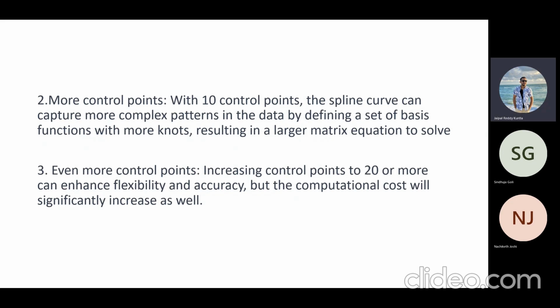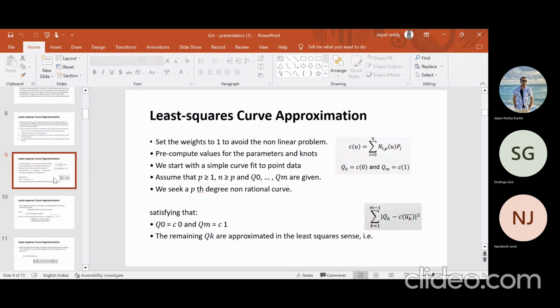Thank you. Before concluding the presentation, I just want to conclude one point. For the equation, the sum over k from 1 to m minus 1 of the modulus of qk minus c of uk, whole squared. We only consider the whole square here because the modulus always considers the distance. So we never fall in between cubes and whole power 4s.